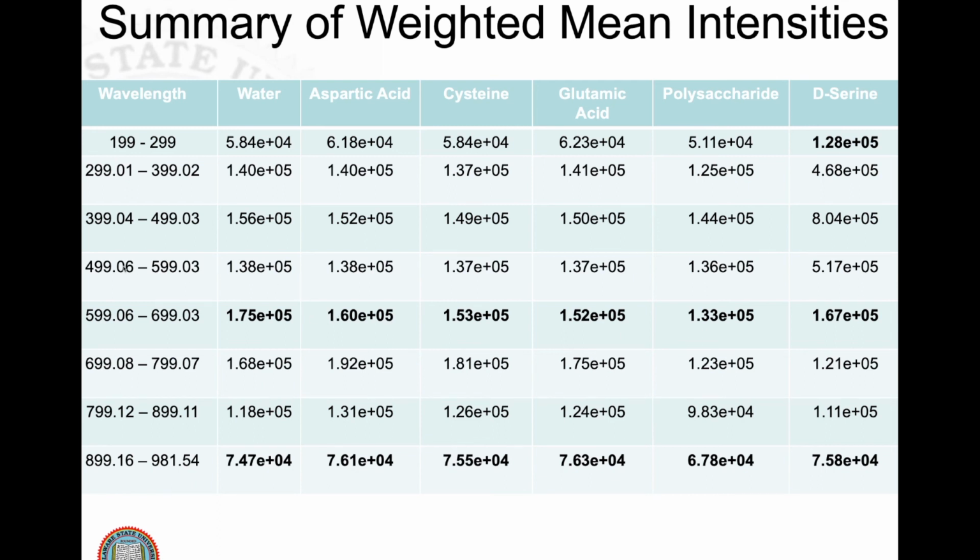We have, say, from 499 to 599, 138, 138, 1.38, roughly 1.38 times 10 to the 5. But if you look at the band 599 to 699, the fourth spectral band, 100 nanometers wide, we have variation: 1.75, 1.6, 1.5, 1.5, 1.3, 1.67. And so we have some bands where we notice some differences, and these differences are very subtle, but other bands, for all intents and purposes, are roughly the same.